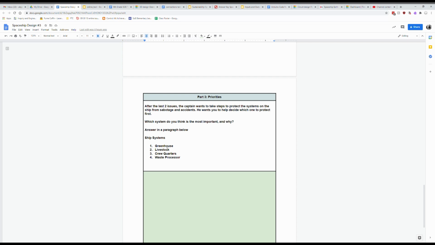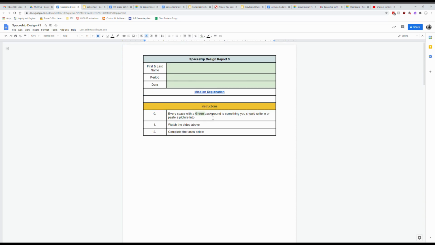So I want you guys to pick between the greenhouse, the livestock, the crew quarters, and the waste processor. Which of those systems is the most important and should get protected first? Just pick one and give me your best reasoning for why that's the most important. Not necessarily a perfect answer here. I just want to see what you guys are thinking and how you guys can back it up. So answer this in a paragraph, which means 3 to 5 complete sentences, please.